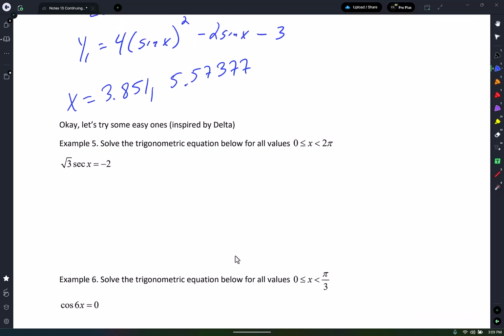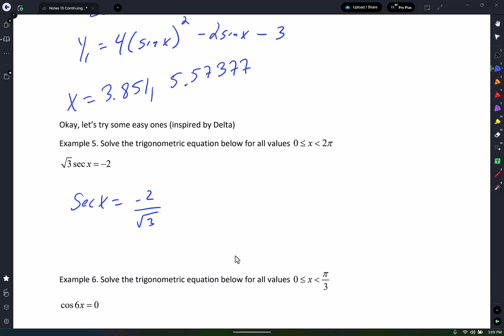3 secant x equals negative 2. You guys ready? We're almost done, guys. So I want to get secant x by itself. The rest, you're not going to need any formulas. Divide by square root of 3 on both of them. So I'm going to write secant x equals negative 2 over square root of 3. If you feel like you can work with secant like this, then go ahead. Work on it like that, guys.